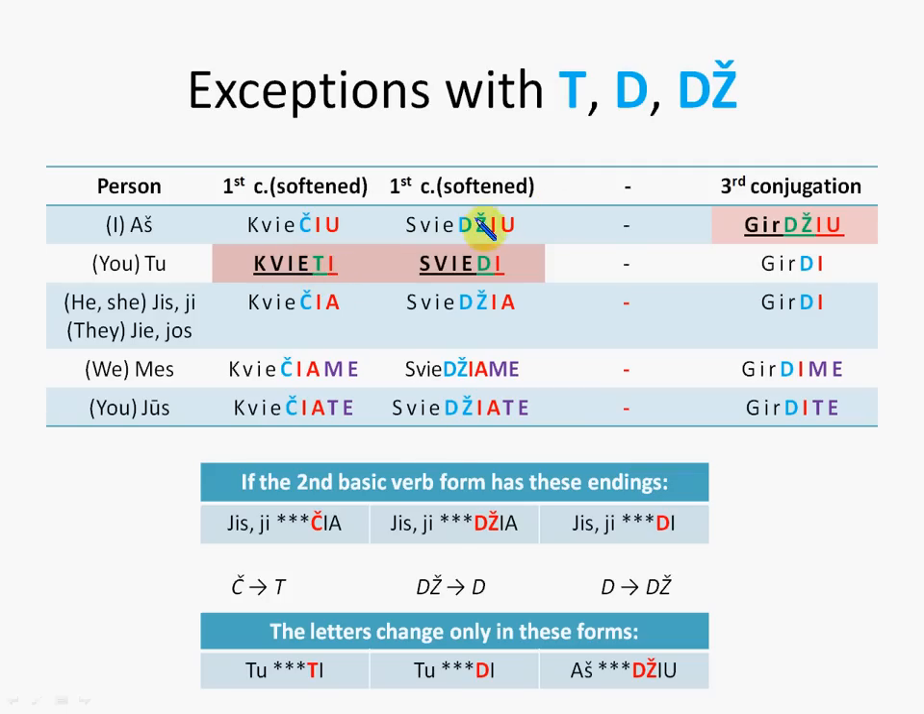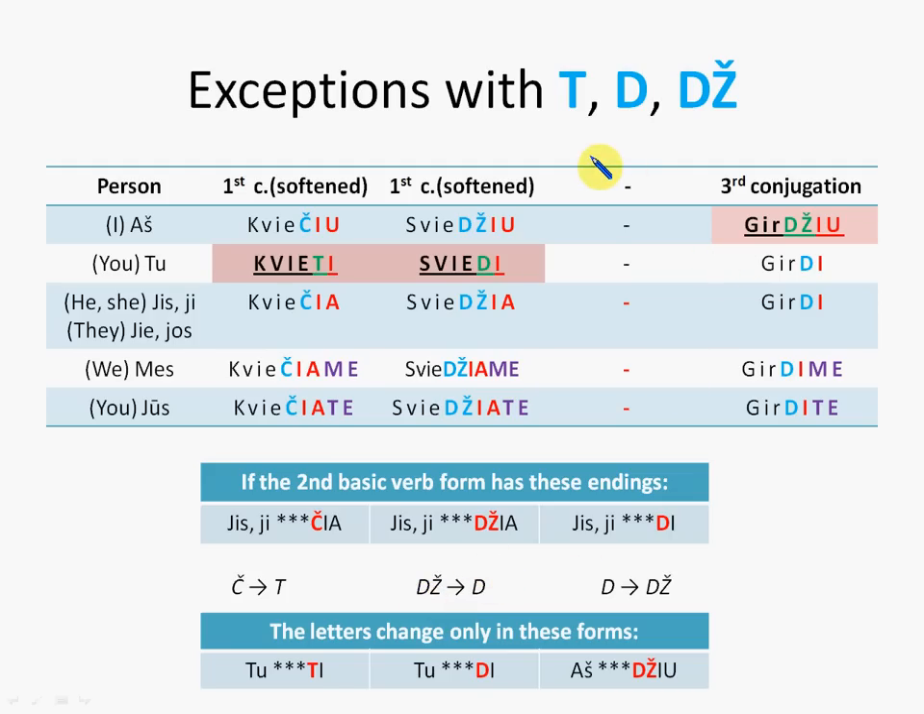Now, some, not so many verbs have this form. This ending in the second basic verb form, they have džia. So the dž changes to d in this form, tu. Aš sviedžiu, that means I throw a ball, it's a rare verb. Aš sviedžiu, tu sviedi. Jis, ji sviedžia, jie, jos sviedžia, mes sviedžiame, jūs sviedžiate. You see that the dž remains in all these forms except in the tu form. It changes to d.